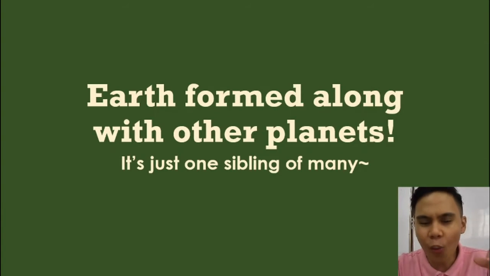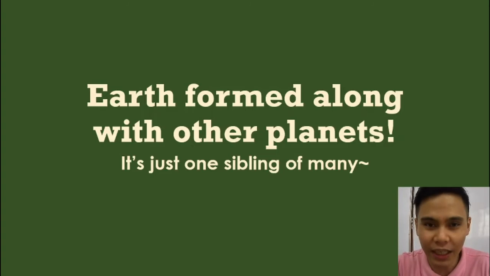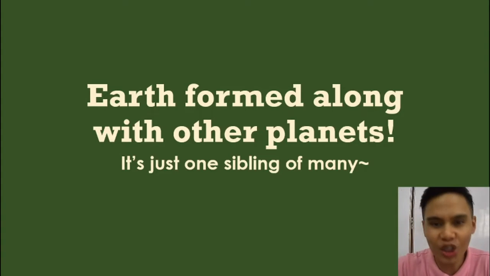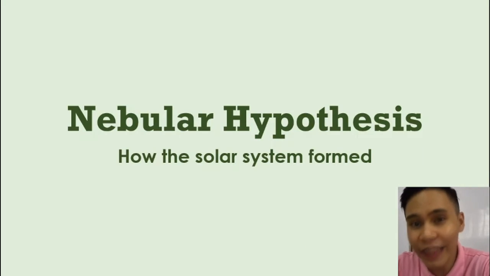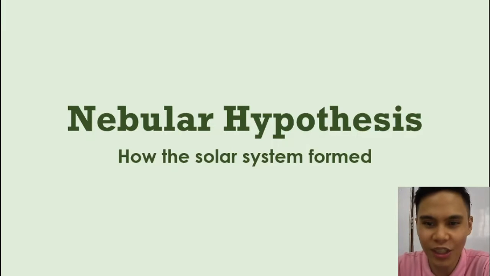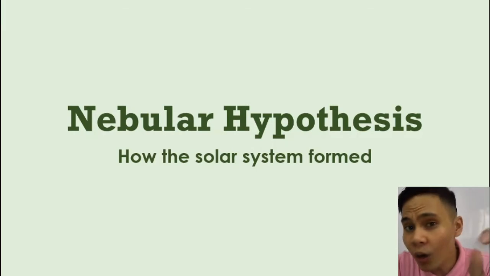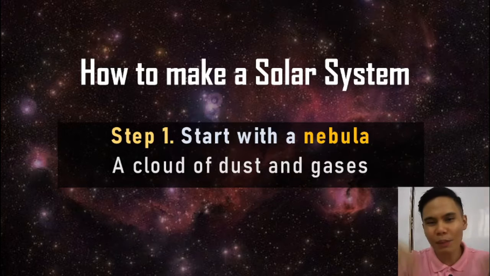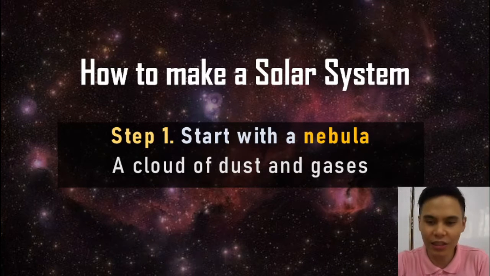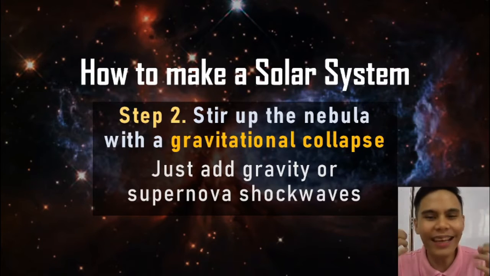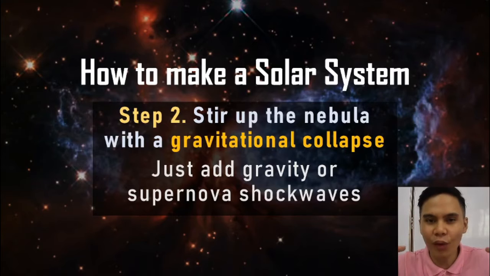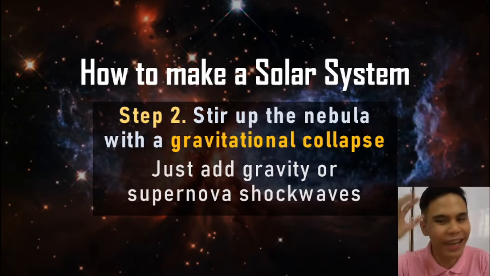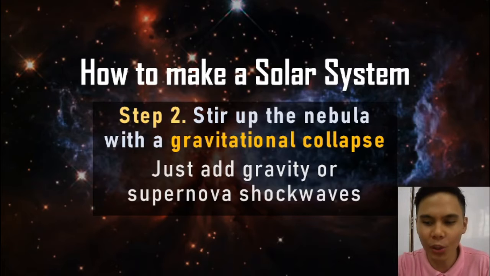Earth formed along with all the other planets. It's just one sibling out of one whole solar system family. This is explained by the Nebular Hypothesis. It's the most popular hypothesis on how the solar system formed. So step one, you start with a nebula. It's basically a cloud of dust and gas. Step two, you make that cloud of dust and gas collapse into a very condensed space using a gravitational collapse. Just sprinkle in some gravity or some shockwaves from a supernova.